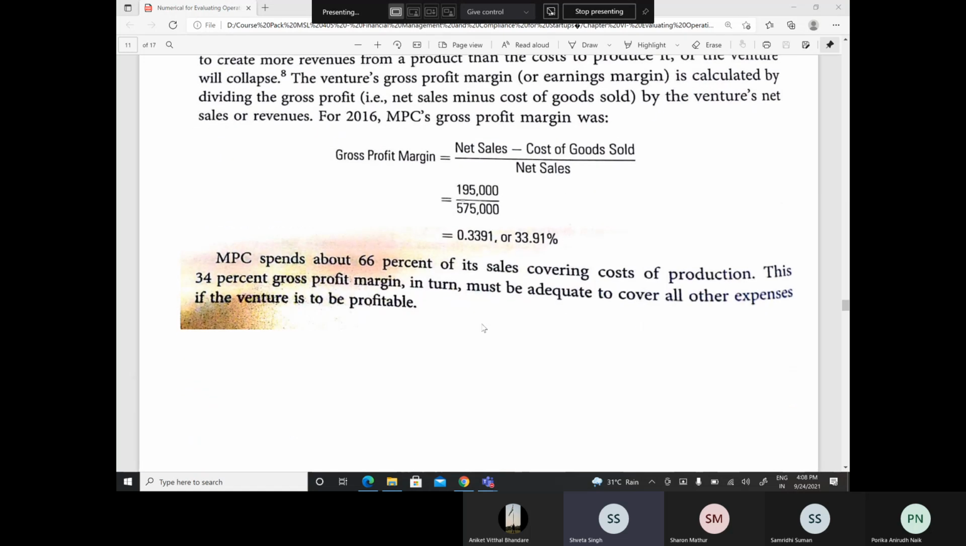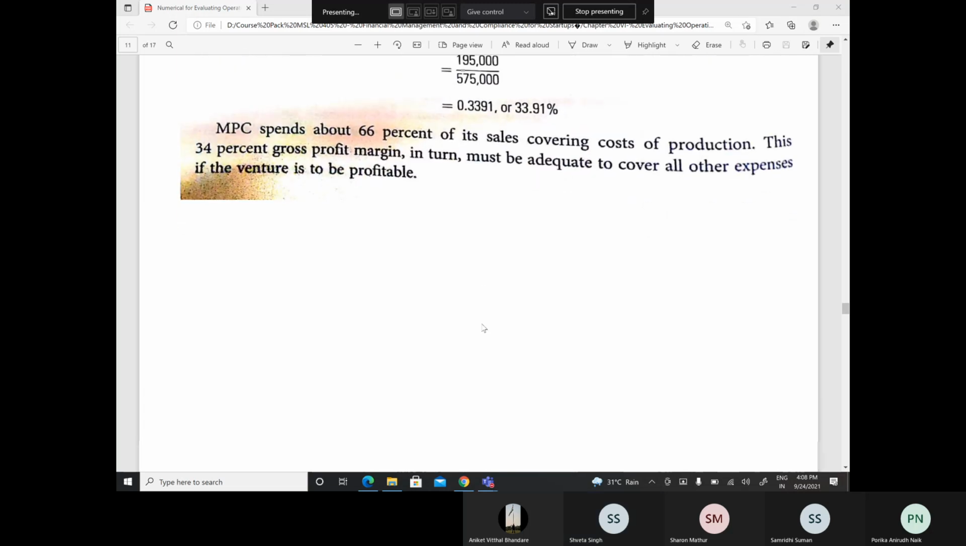This means that MPC spends about 66% of its sales covering costs of production. This 34% gross profit margin in turn must be adequate to cover all other expenses if the venture is to be profitable.